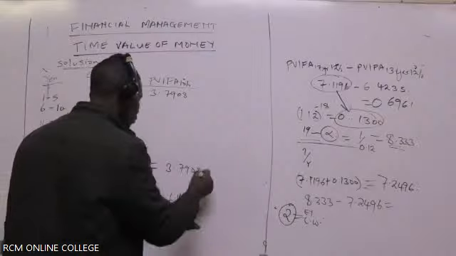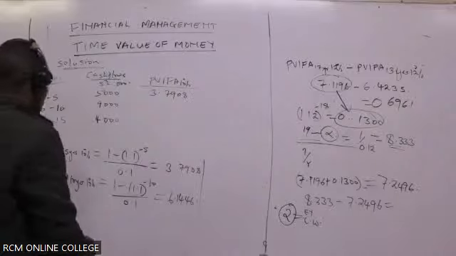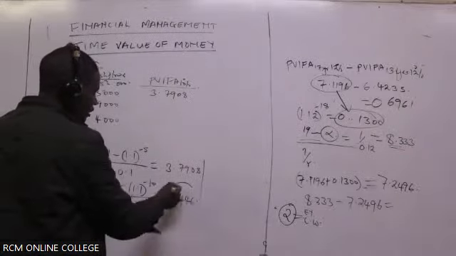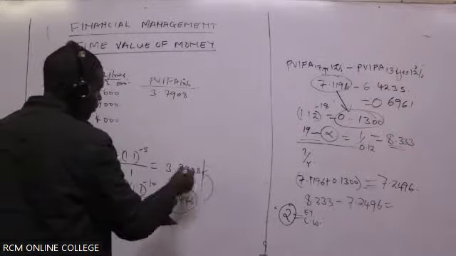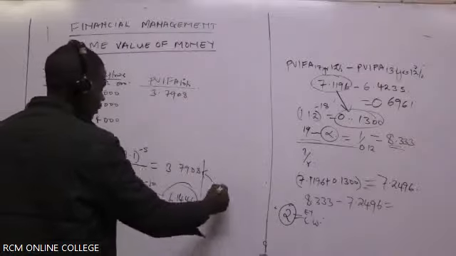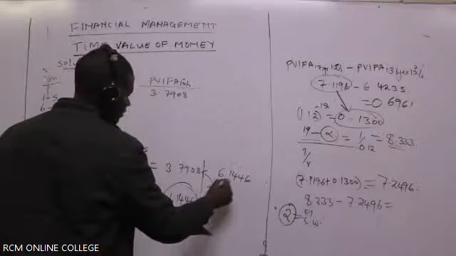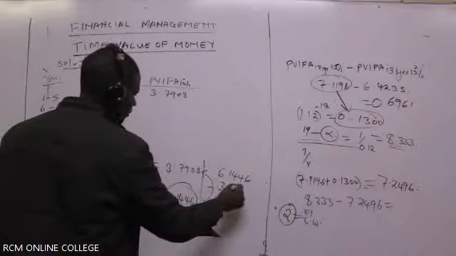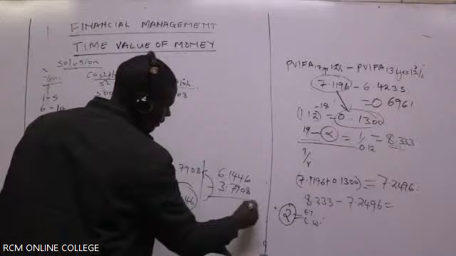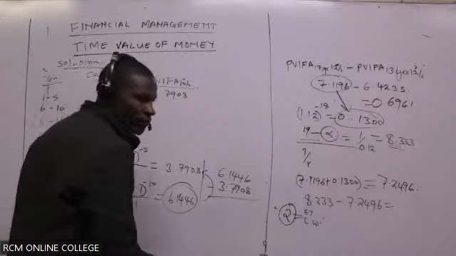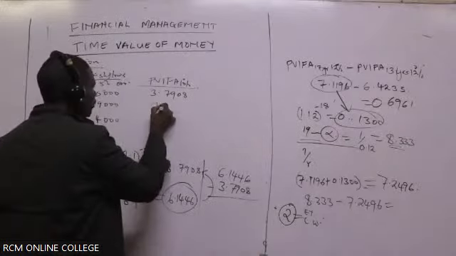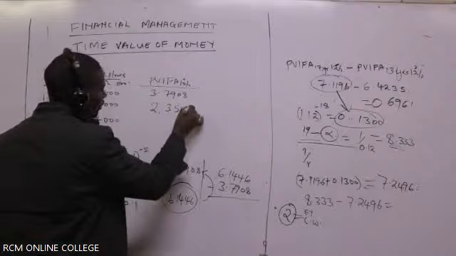So for us to get the range between 6 and 10, we take this for 10 years, we less this for 5 years. So it will be 6.1446 minus 3.7908. What do you get? 2.3538. Thank you so much.